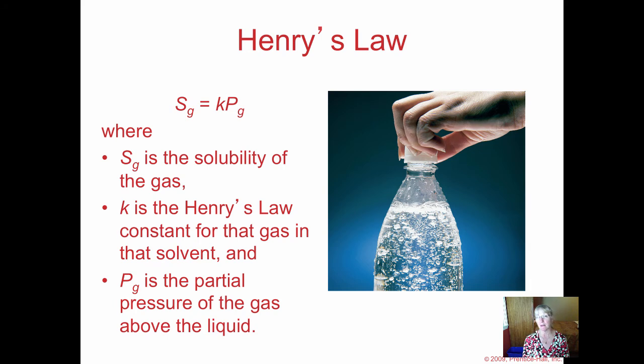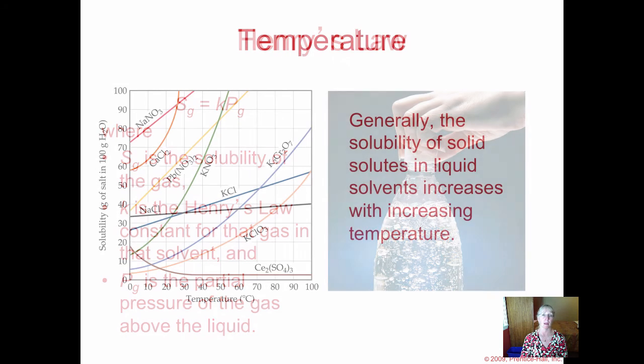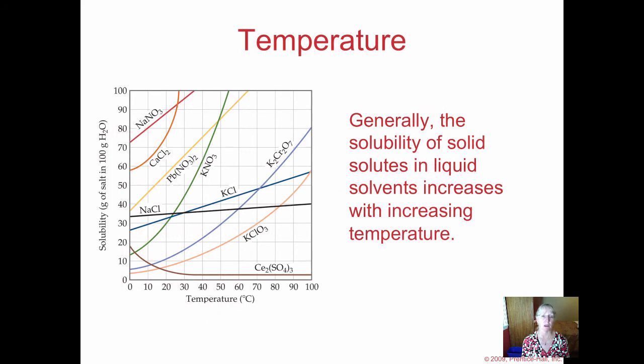So on any of these problems in this chapter, if it involves a constant on any of the colligative properties or in Henry's law, you may have to search through the textbook to find the correct table that has the correct constant for the substance that's involved in your problem. Now there's another factor which you already know about.